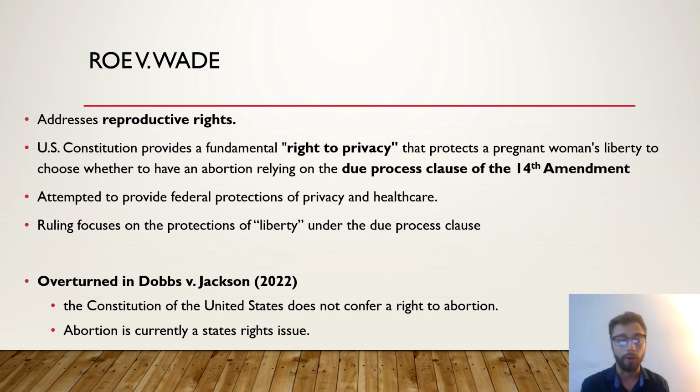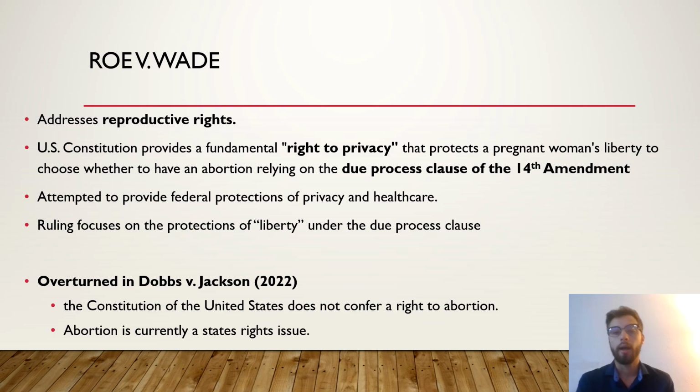the most inflammatory, often, Roe v. Wade. Roe v. Wade addresses the issue of reproductive rights. This is where the rulings provided in the 1970s were founded off of the 14th Amendment and the fundamental right to privacy. The argument for the ruling regarding Roe v. Wade was that there was a fundamental right to privacy that protects a pregnant woman's liberty to choose whether to have an abortion, relying on the due process clause of the 14th Amendment.